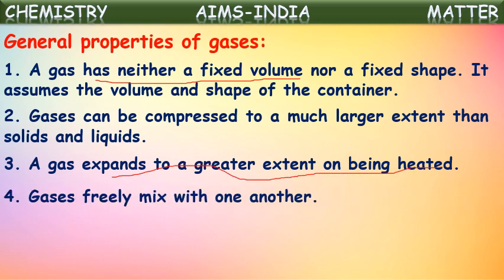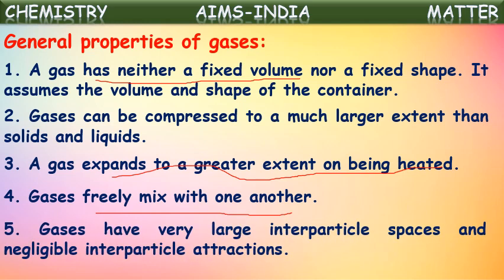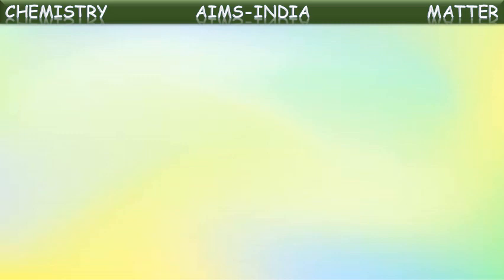Gases freely mix with one another. Why? What is the reason? The whole reason for all these points is that the interparticle attractions are negligible. It means the distance between the molecules is very large, with very large interparticle spaces and negligible interparticle attractions. The spaces, meaning the distance between the molecules, are high, so they can expand and they can be compressed, all the gases. Okay, now the fourth state of matter.